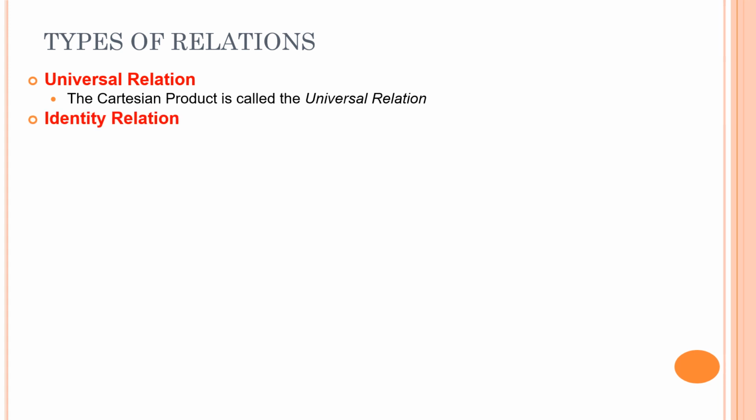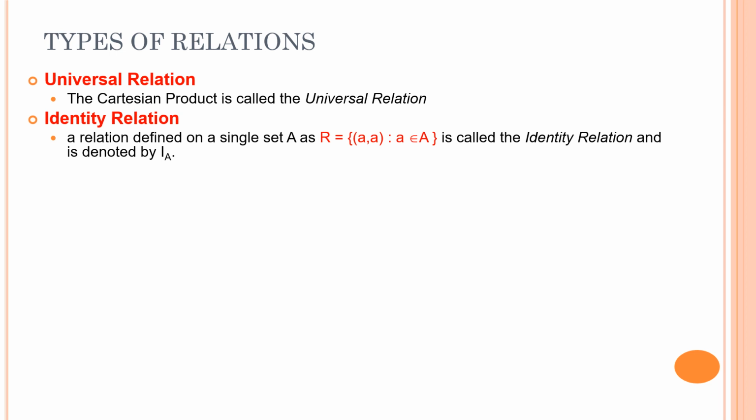Second, we have the identity relation. This is a very important relation. It is a relation where the only pairs are comprised of the same element as the first element and the second element. I'll repeat. First of all, identity relation can only be defined on a single set. You cannot have an identity relation on two sets. A relation defined on a single set as (a, a), where a belongs to A, is called the identity relation and is denoted by I_A.